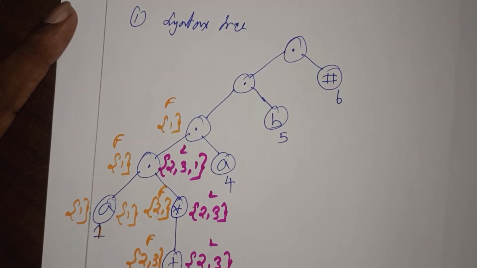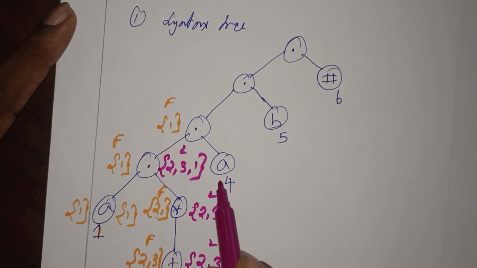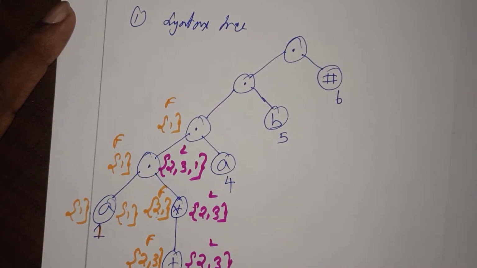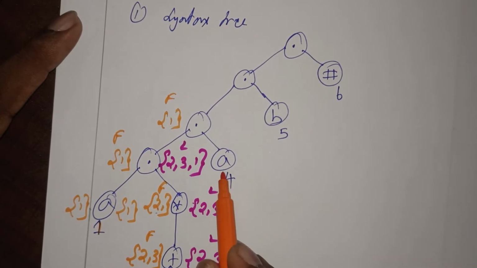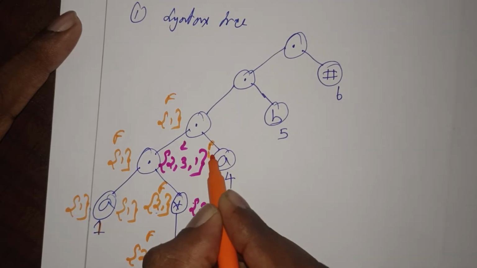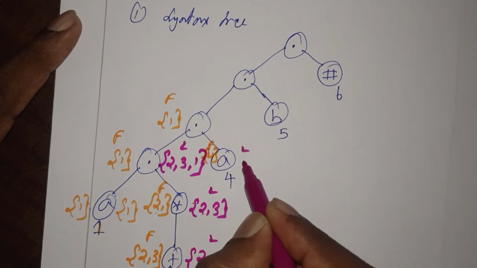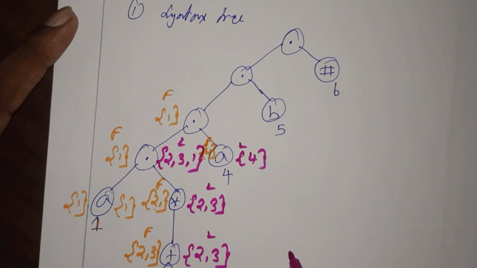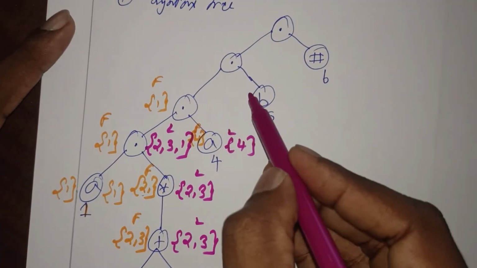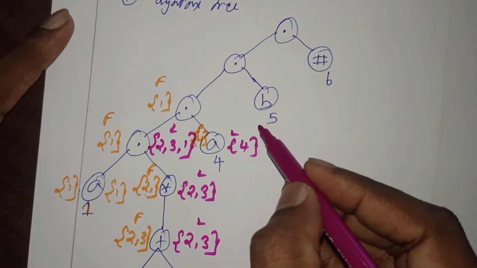So now you can see: what is the first position for this A and what is the last position for this A? The first position for this A is 4. What is the last position for this A? The last position for this A is also 4. Right, I forgot to do this because I thought of doing that later.